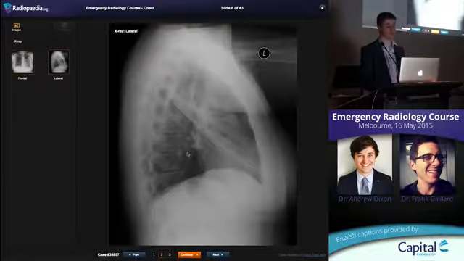On the lateral image, much easier to identify that this is in the upper lobe. You can see the oblique fissure outlined perfectly, nice lower lobe, vertebral bodies getting more black as they come down, and there's this opacity sitting up here above the oblique fissure in the upper lobe.